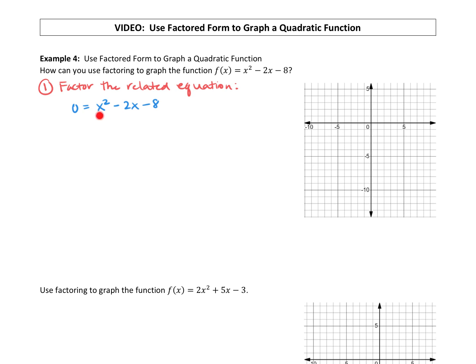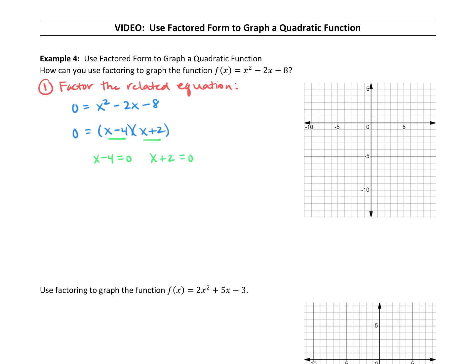Let's take a look. Our x squared does not have a number with it, it's just x squared, so we can find factors of negative 8 that add up to negative 2. Those factors are going to be a negative 4 and positive 2. So we're just going to write x minus 4 times x plus 2. Zero product property lets us set each factor equal to 0. So x minus 4 equals 0, x plus 2 equals 0.